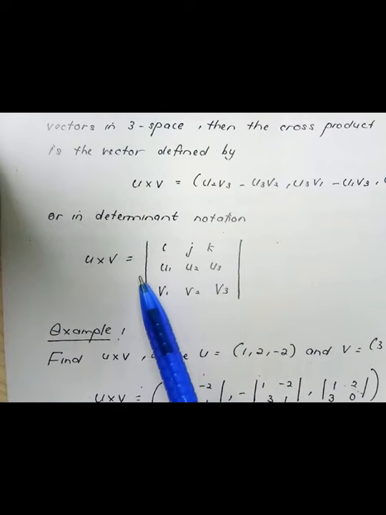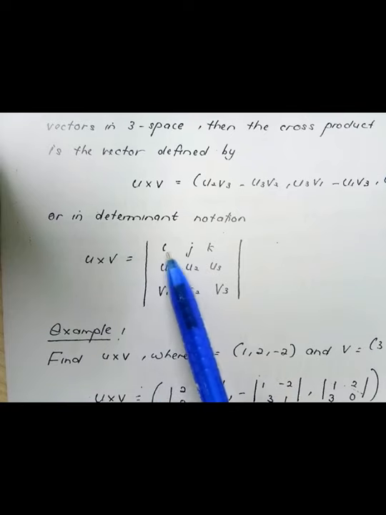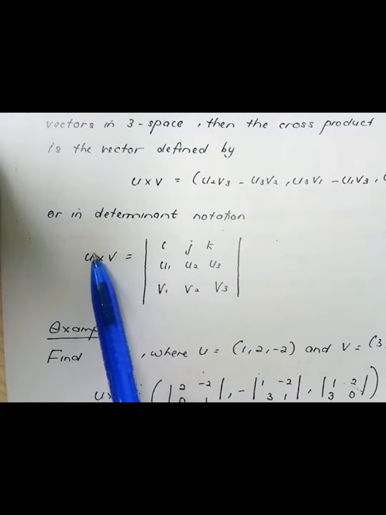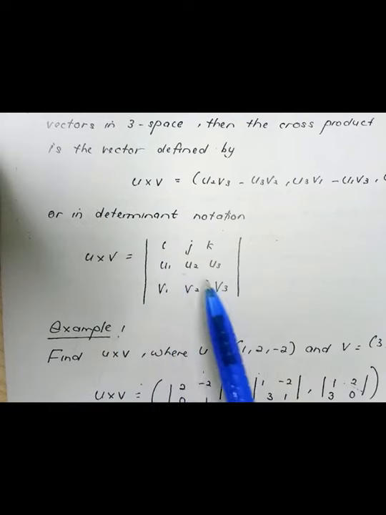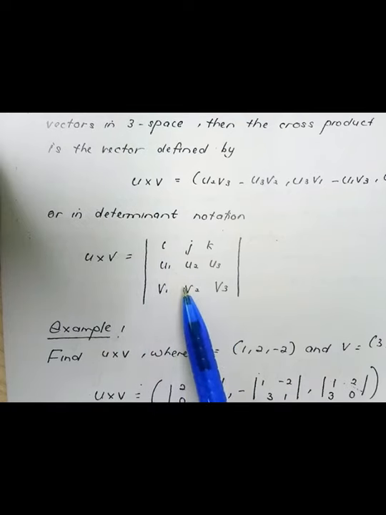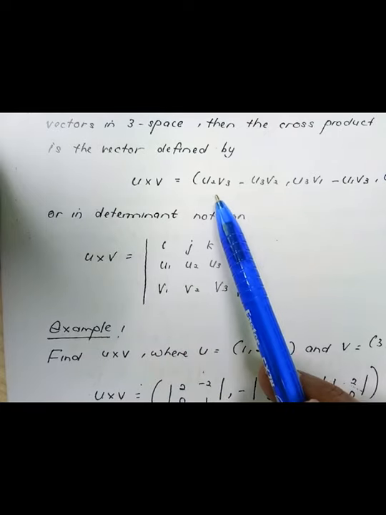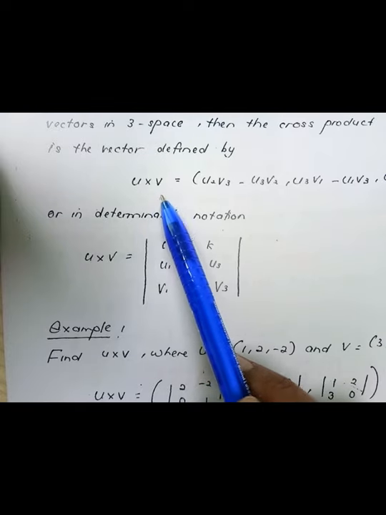Okay, we have learned the determinant of a 3 times 3 matrix, where the first row is the directions i, j and k. The second row is the components of the first vector, and the third row is the components of the second vector. So we find the determinant of this matrix, and we get the result of the cross product of the two vectors.